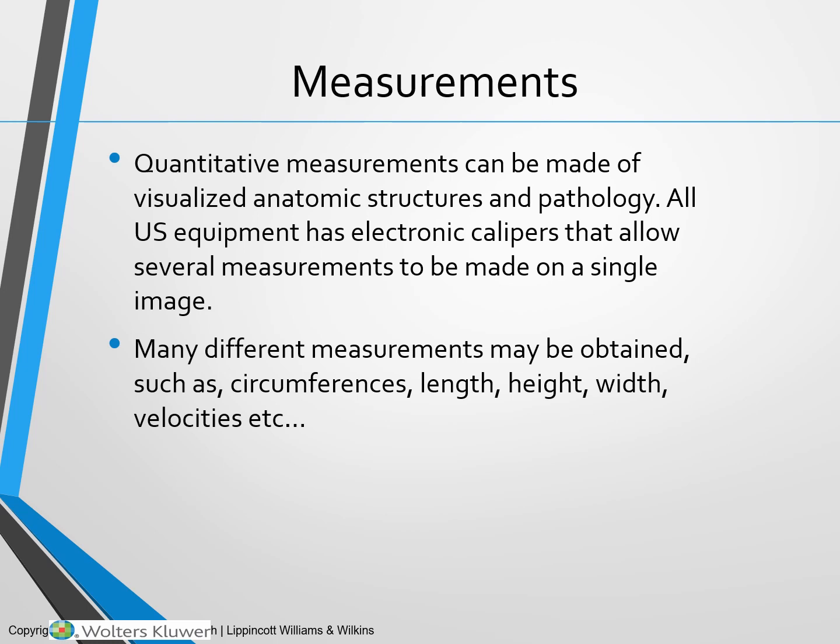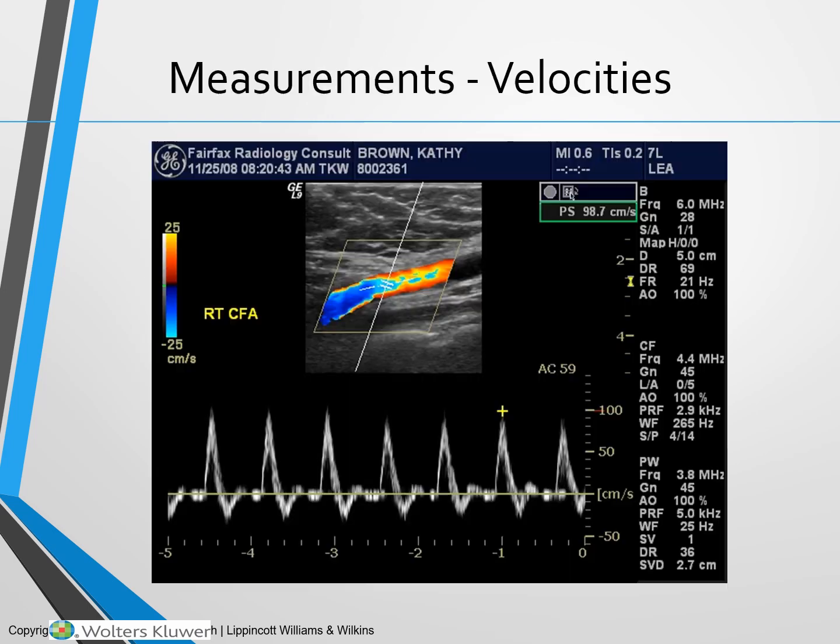We are able to take measurements with our ultrasound scan as well. Quantitative measurements can be made of visualized anatomic structures and pathology. All ultrasound equipment has electronic calipers that allow several measurements to be made on a single image. Many different types of measurements may be obtained, such as circumference of a structure, the length, the height, the width, different velocities, and even percentages.